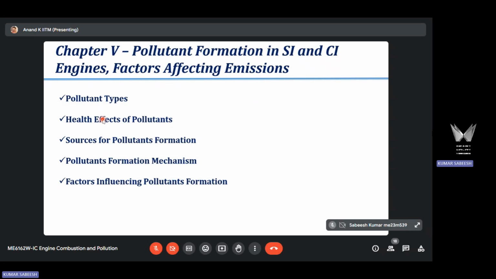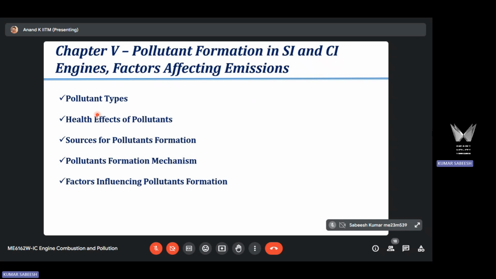Okay, some are immediate, once you inhale the pollutant. So what we are going to see here is which species are designated as pollutants and what effect they create on human health. I'll briefly talk about health effects. This is exactly the reason why they are categorized as pollutants, so we need to know what effect they create.